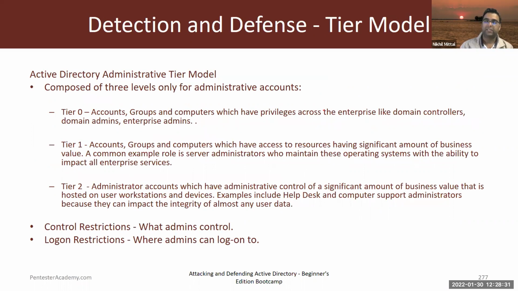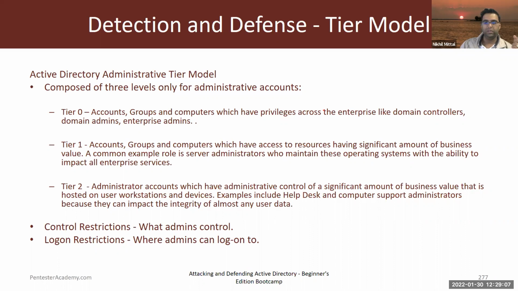Then comes the classic tier model. The classic tier model consists of 3 tiers. Tier 0 contains those accounts, groups, machines, etc. that have privileges across the enterprise, like domain controllers, domain admin, your Azure AD Connect, ADCS, ADFS, your machines with unconstrained delegation, any user that has constrained delegation to a service on the DC, and so on. All of these come in tier 0.